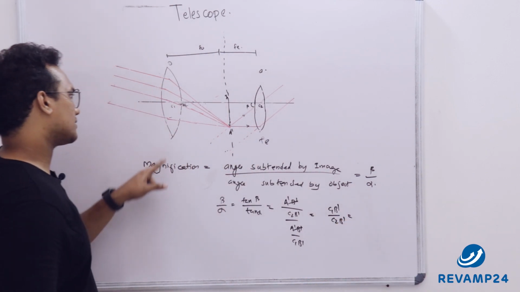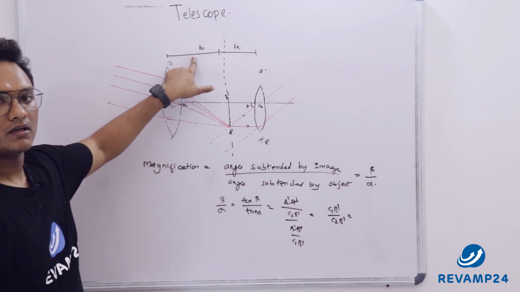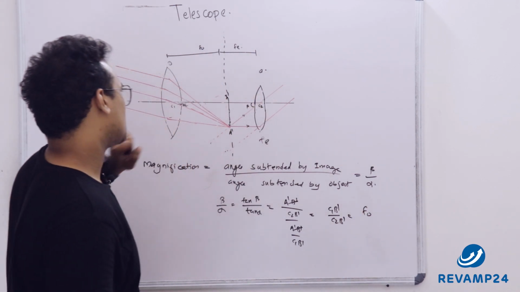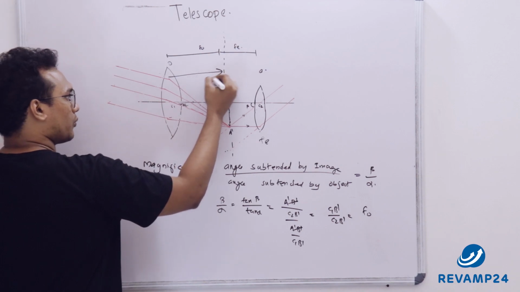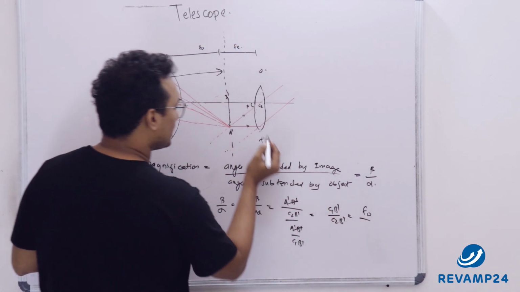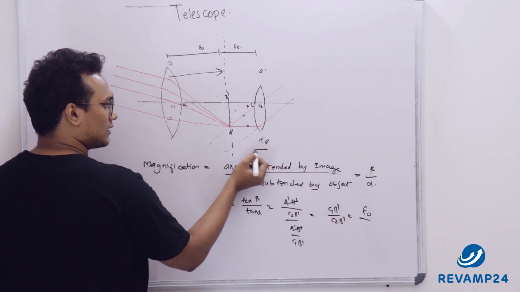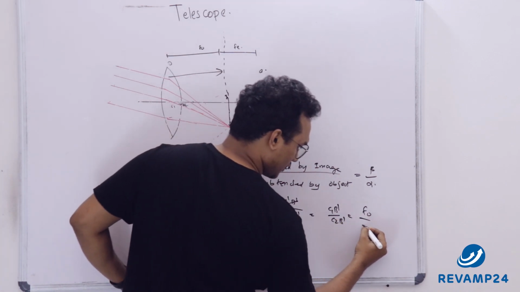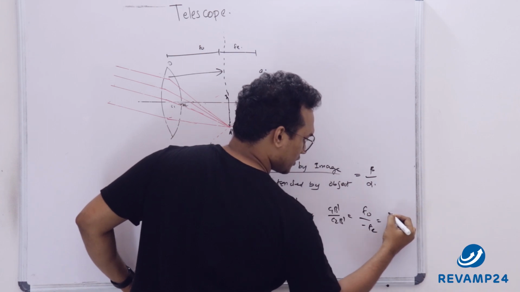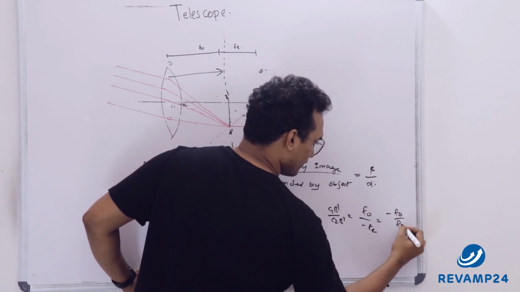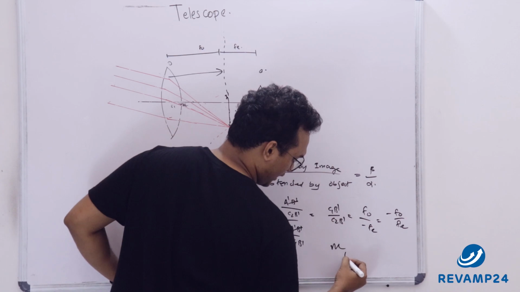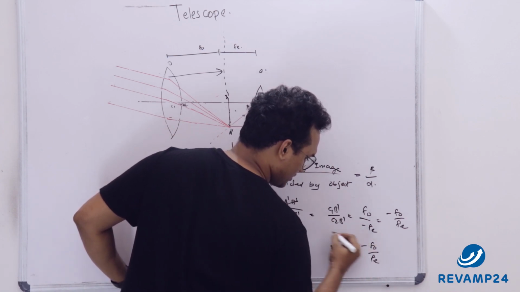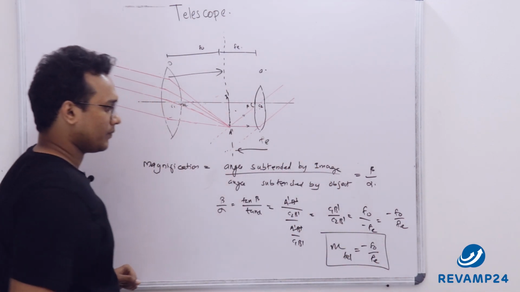What is C1B'? C1B' is nothing but the focal length of the objective, and that is measured in this direction, so positive. Now what is C2B'? C2B' is the focal length of the eyepiece, and that is measured in the leftward direction, so that would be minus Fe. So the equation would be minus Fo divided by Fe. So the magnification of a telescope is equal to minus Fo divided by Fe. This is a very important relation.